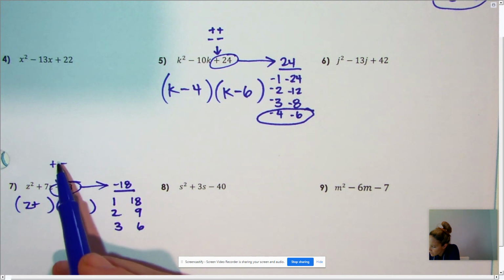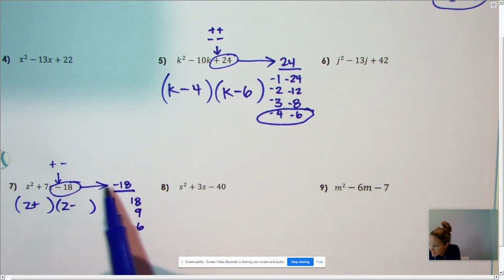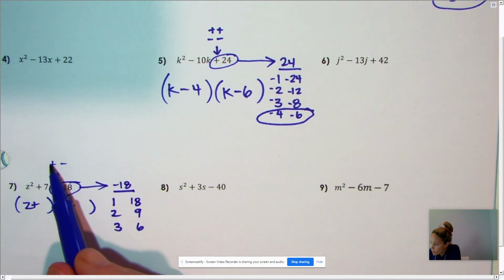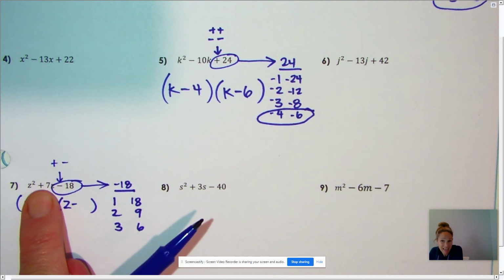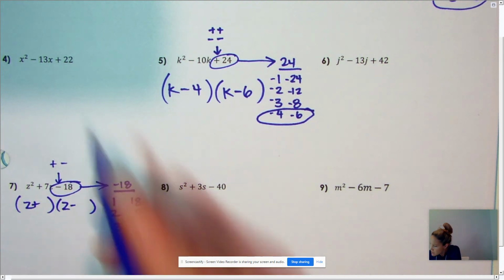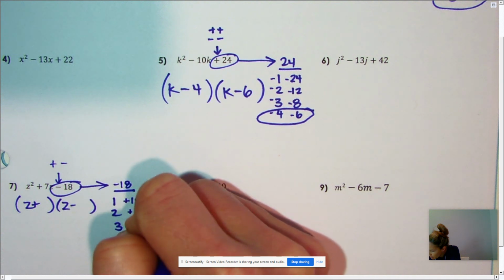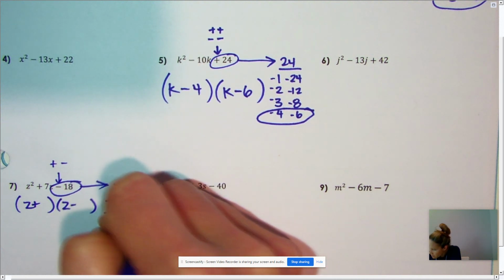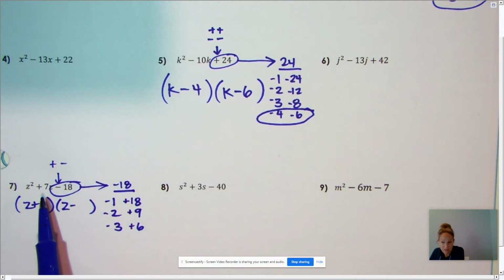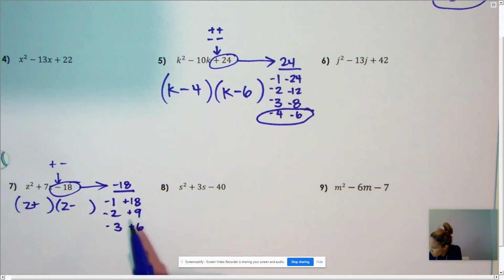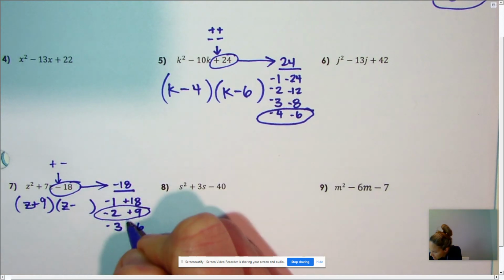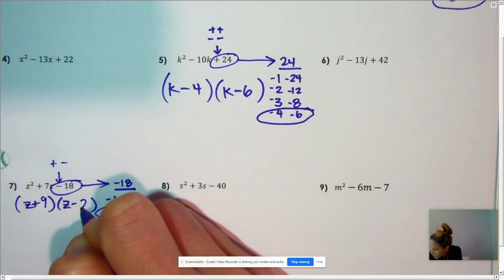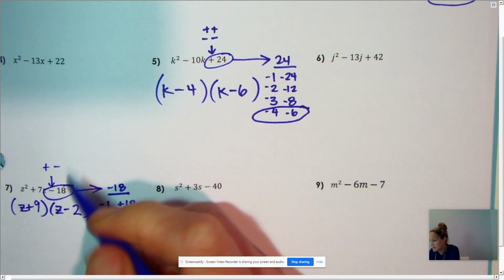But be really careful here because they're opposite signs, and I want the bigger one to be positive because that answer is positive. So I'm going to put a plus next to all the bigger numbers and then a minus next to all the little numbers. And I'm going to see which one makes a positive 7. Well, it happens to be 9 and negative 2. So 9 goes by the plus and the 2 goes by the negative, or by the minus.